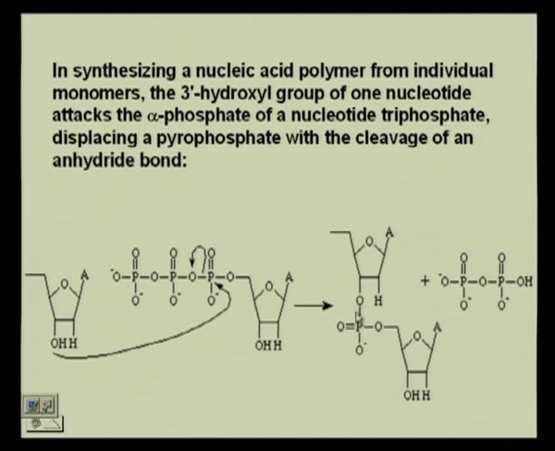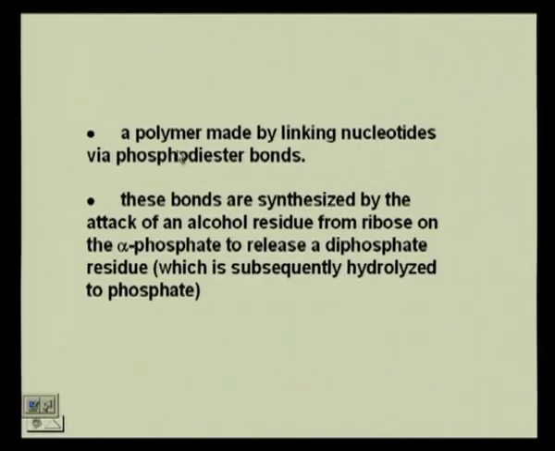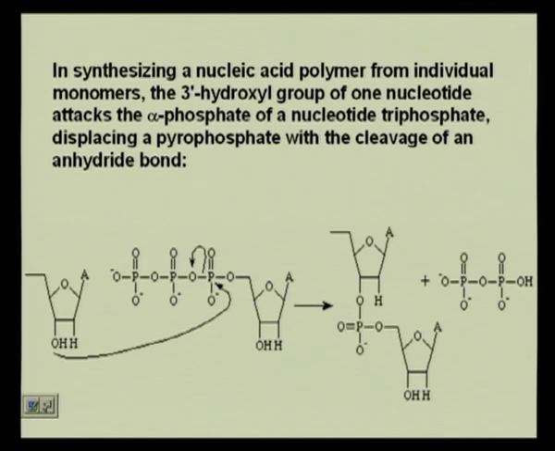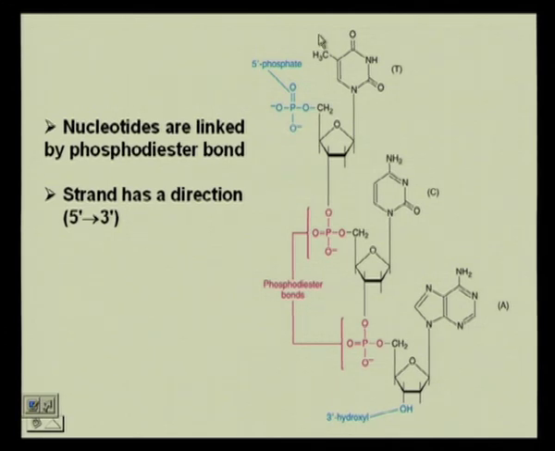So, what do we have? We have a sugar, a phosphate, a sugar, if we have another linkage, another phosphate, and so on and so forth. So, we have the polymer made by linking nucleotides by phosphodiester bonds. And how are these formed? They are synthesized by the attack of the alcohol residue from the ribose on the alpha phosphate to release a diphosphate residue. What is that? What is the diphosphate we are talking about? The pyrophosphate that comes off after this attack takes place, right? Then what do we have? So, we have this linkage.